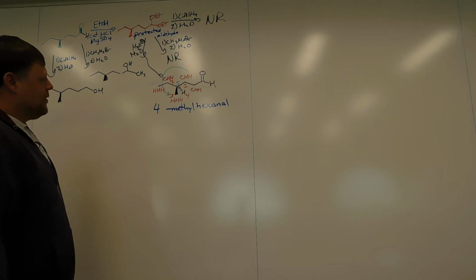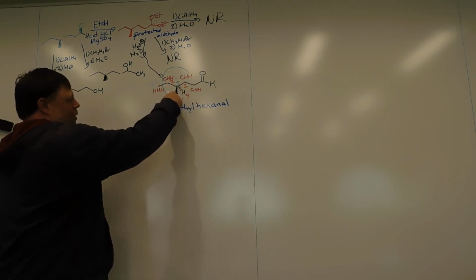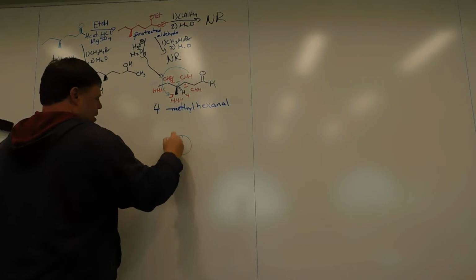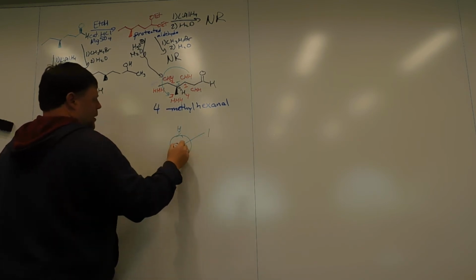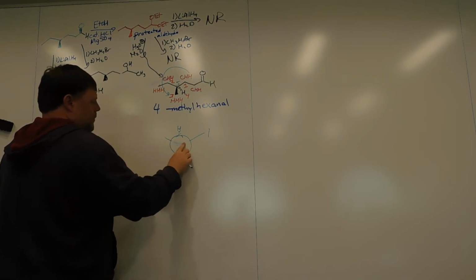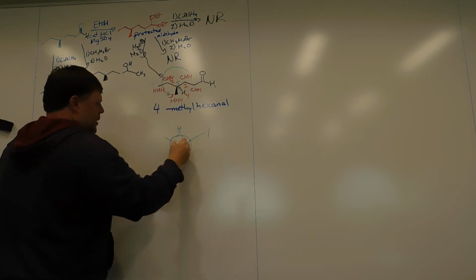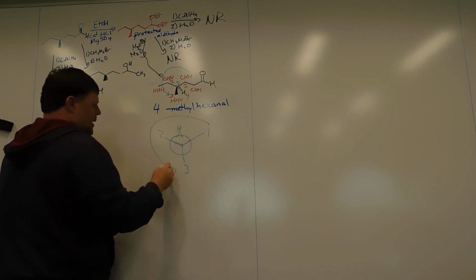I really should have checked this before I went on video. I'll check it, I guess, before I upload it. But again, if priority 1 is here, priority 2 is there, priority 3 is there, the H is straight back. So if you imagine the carbon here with the H going back, we've got 1 up here. So we're looking on that carbon, yeah, that's right. 2, 3, yeah, that's S.